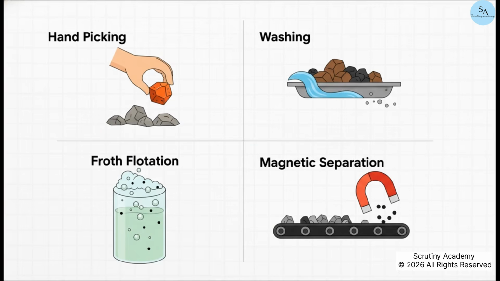So for concentration, we use pretty simple physical methods. Handpicking is, well, exactly what it sounds like. Washing is basically like panning for gold. The heavy ore sinks and the lighter junk washes away. Froth flotation is super clever. It's mainly for sulfide ores, where the ore sticks to oily bubbles in a froth. And magnetic separation is a no-brainer. Use a magnet when either the ore or the gangue is magnetic.